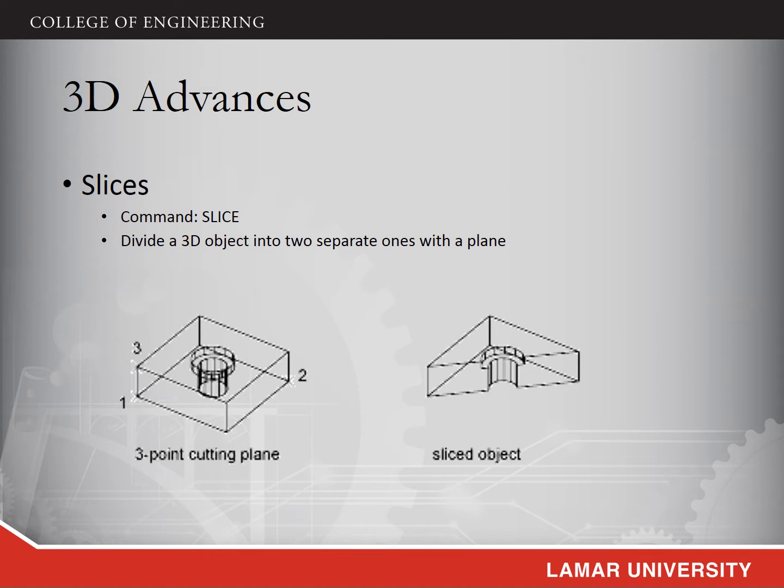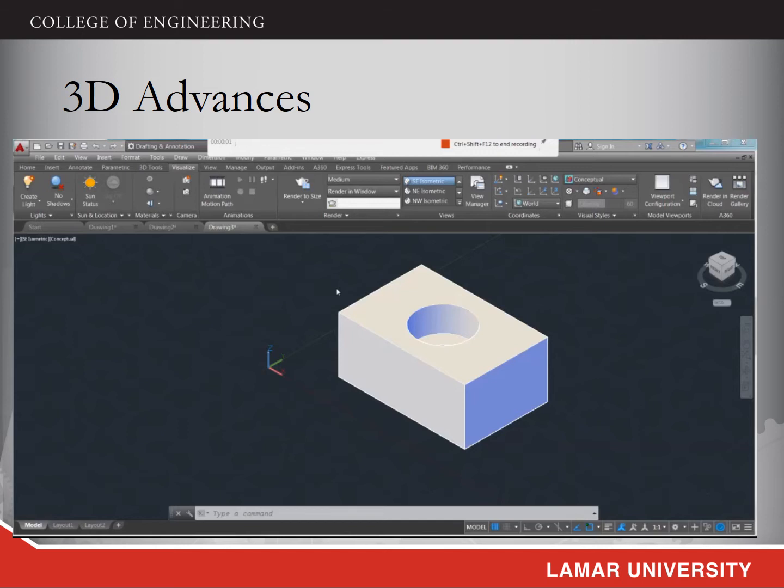AutoCAD also provides another function for us to cut 3D objects so that we can see the components inside of the 3D objects. The command is slice. With this command, we can use a plane to divide a 3D object into two separate parts. In the example here, we will use 1, 2, and 3 points to identify the plane and then cut this object into two parts. At the next step, you can decide which part you want to keep on your current drawing. In this demonstration, I will show you how to use the slice command to check the components inside of the object here.